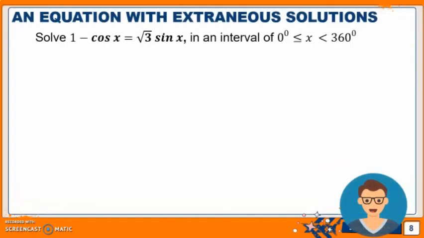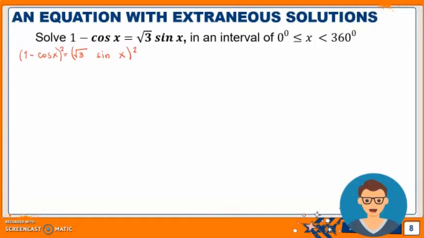This time, we'll solve an equation with an extraneous solution. Let's say we have 1 minus cosine x. So let's write our original equation: 1 minus cosine x is equal to the square root of 3 sine x. We need to solve in an interval of x greater than or equal to 0 degrees but less than 360 degrees. In this case, to eliminate the square root, let's square both sides.